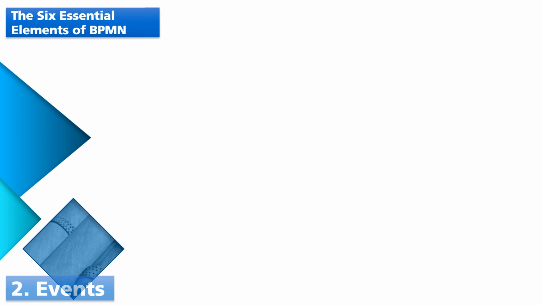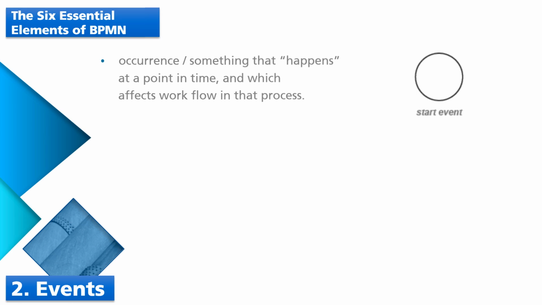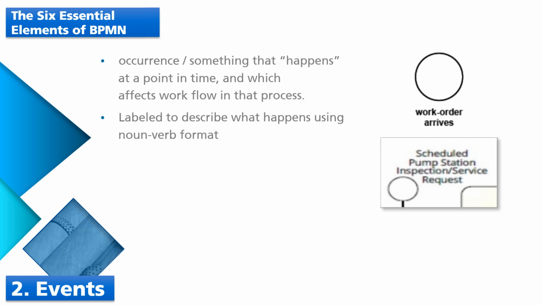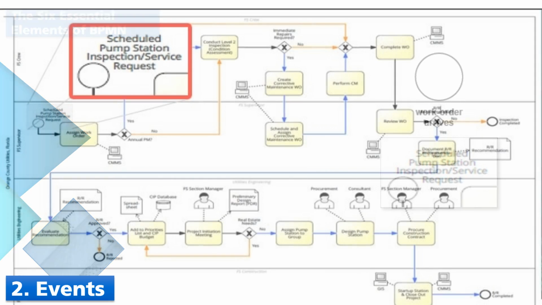2. Events. An event in a business process represents the occurrence, or something that happens at a point in time, and which affects workflow in that process. By convention, they are labeled to describe what happens using noun-verb format. For example, work order arrives. Or, in our case, a scheduled pump station inspection or service request is the starting event.